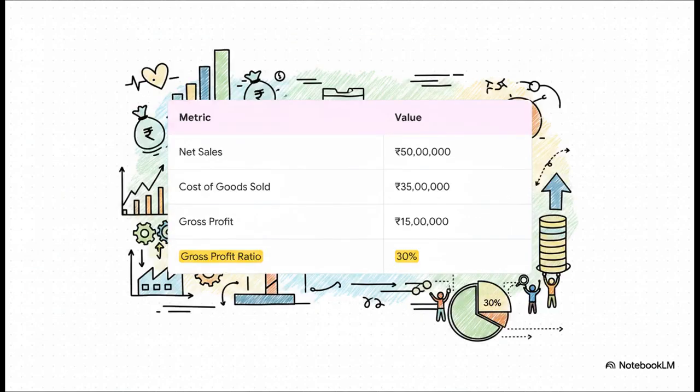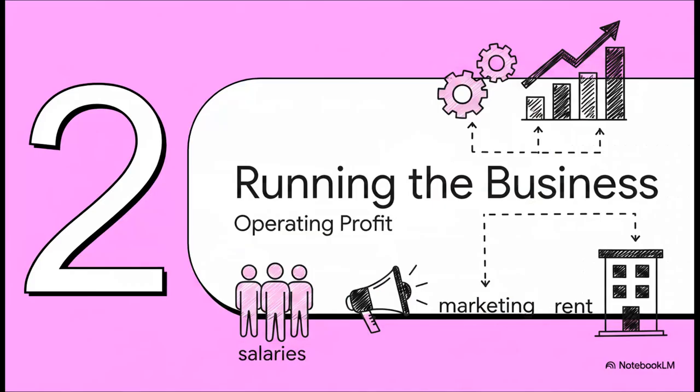Let's look at this with some real numbers. Okay, so we have sales of 50 lakh. The cost of the goods they sold was 35 lakh. That leaves a gross profit of 15 lakh. So what's our ratio? It's 30%. In plain English, that means for every single rupee this company sells, it gets to keep 30 paise after paying for the direct costs of actually making the product. Making the product is just one part of the puzzle.